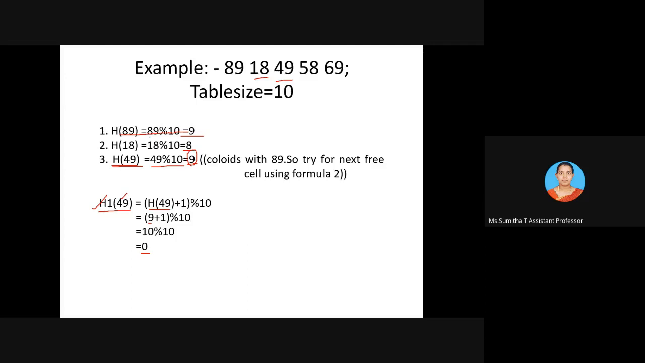When the collision occurs, in the case of separate chaining, what did we do? We just make a linked list and insert the element. But in the case of open addressing, we have three techniques: linear, quadratic, and double hashing. In the case of linear, we insert the element one by one, I mean in linear order, plus 1, plus 2, plus 3. Likewise, we find an empty cell and insert the element. Now we need to check the 0th position. Already we inserted only the 9th position and 8th position. So 0 is empty, so I can insert the 49 in the 0th position.